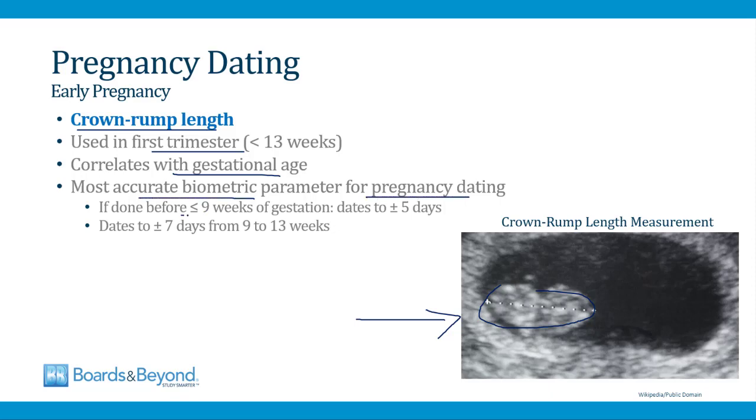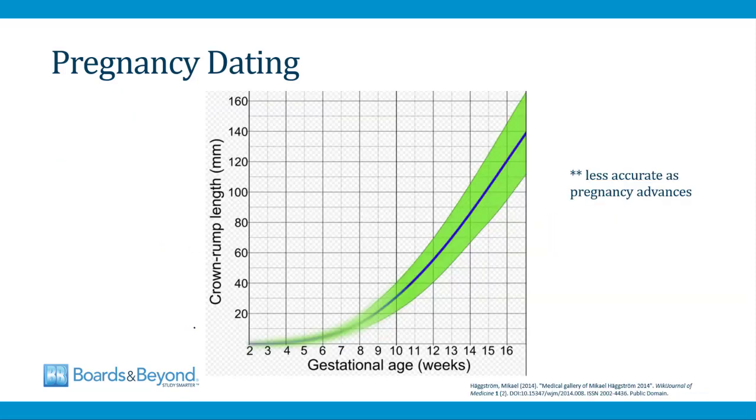If it's done before 9 weeks of gestation, it dates the pregnancy to about plus or minus 5 days. If it's done from weeks 9 to 13, it dates the pregnancy to plus or minus 7 days. Shown on this slide is a graph that you can find in many obstetrics textbooks. It shows the crown rump length on the y-axis and the gestational age on the x-axis.